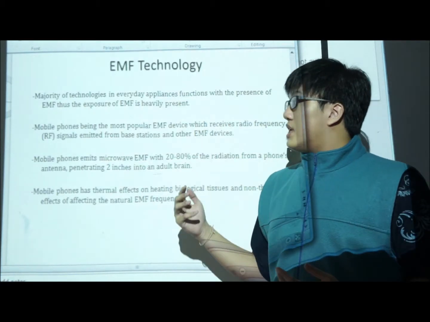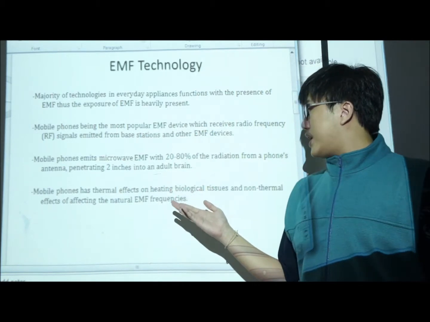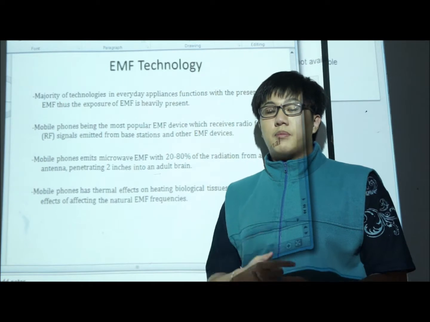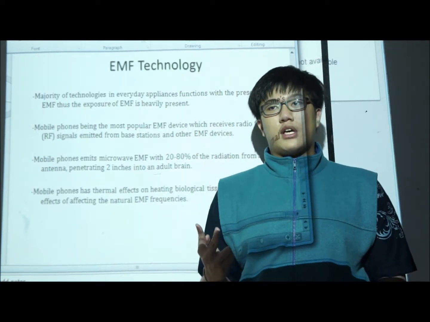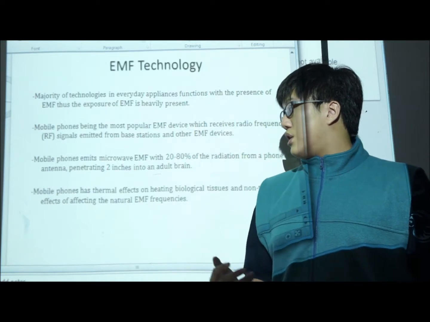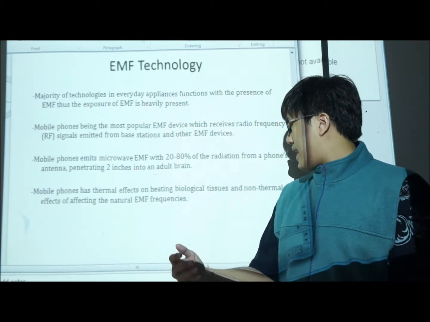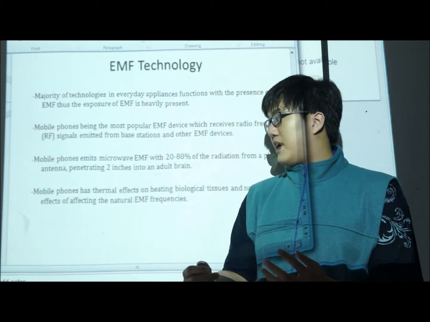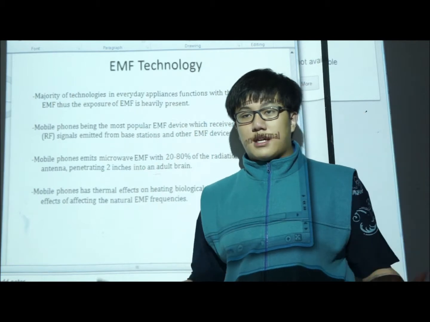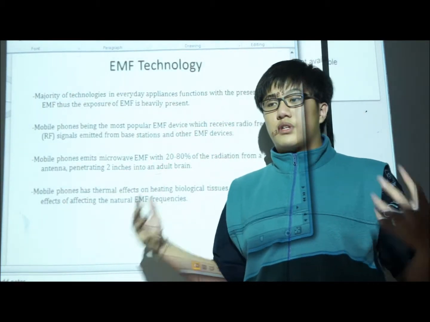And it emits a microwave EMF with 20 to 80% of radiation from a phone's antenna, which is capable of penetrating 2 inches of an adult's brain. Mobile phones also have a thermal effect of heating biological tissues and non-thermal effects of affecting the natural EMF frequency, which is the EMF the body naturally emits.